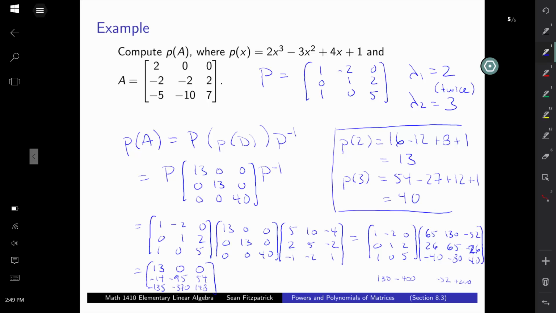That's certainly going to be a lot easier than doing A cubed, A squared, A, plugging everything directly into the polynomial. Once you've diagonalized, this is much less work. Okay, that is it for the videos for this course. That's the last example that we wanted to do. So all that's left is to tackle some problems in class.